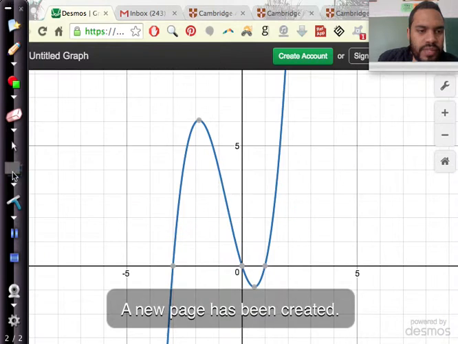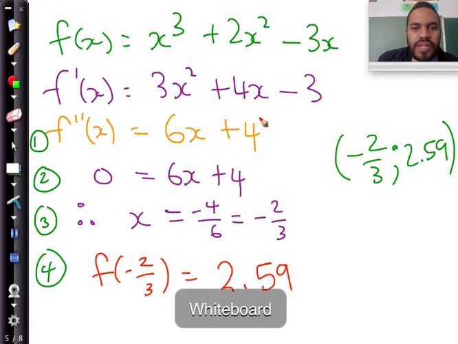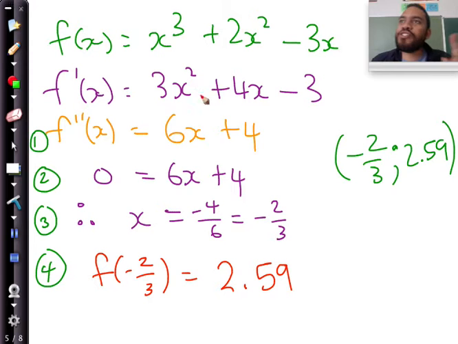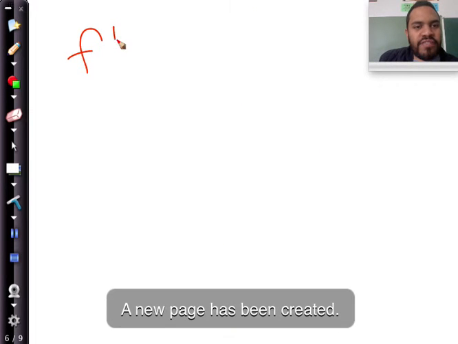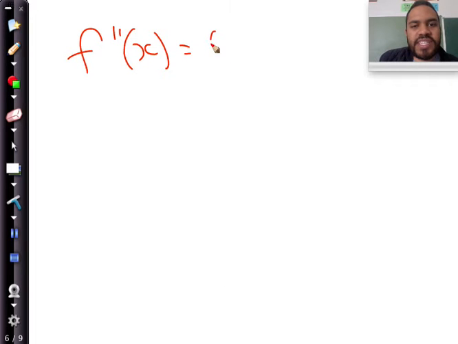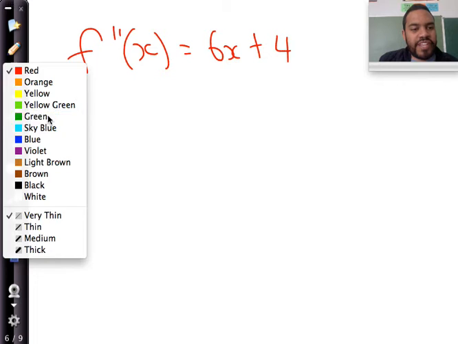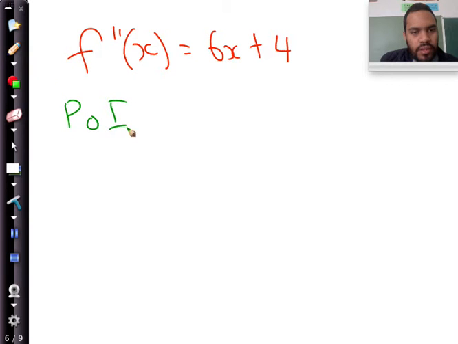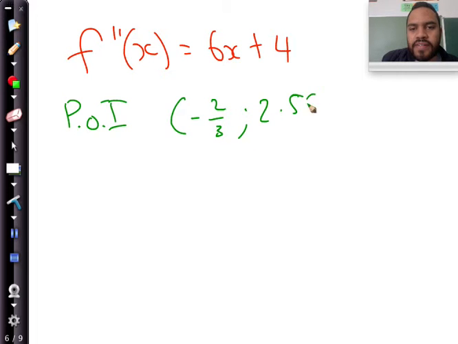So let's go and look at what the second derivative looks like. Do you agree with me that the second derivative for the function that we have just graphed is equal to 6x plus 4? So f double prime of x is equal to 6x plus 4. Now you know the point of inflection, right? This will be negative 2 over 3 and 2 comma 5, 9.